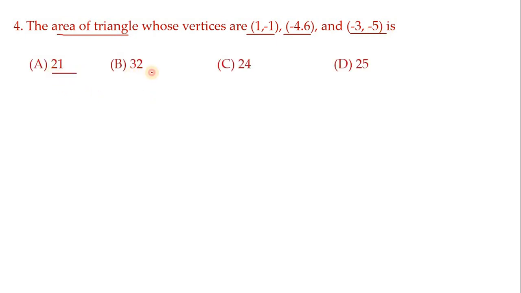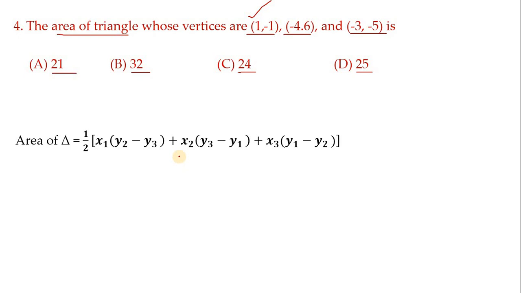So 21, 32, 24, 25. Children, it is a direct question. So first consider the formula and substitute the values. So this will be what? X1. This will be Y1. So this will be X2. And this will be Y2. And this will be X3. And this will be Y3.